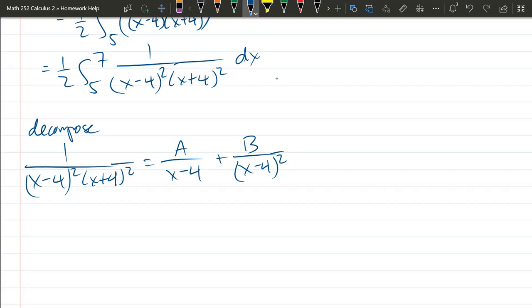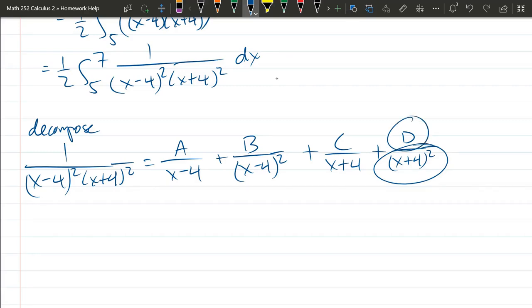So these are both for the x minus 4, but because it's squared, not only do I have x minus 4 squared, but I get all the lower powers as well. And the x plus 4 squared, I get one for x plus 4 and one for x plus 4 squared. Yes, this is degree 2 overall, but the irreducible degree is 1, which is why you see a degree 0 above it.